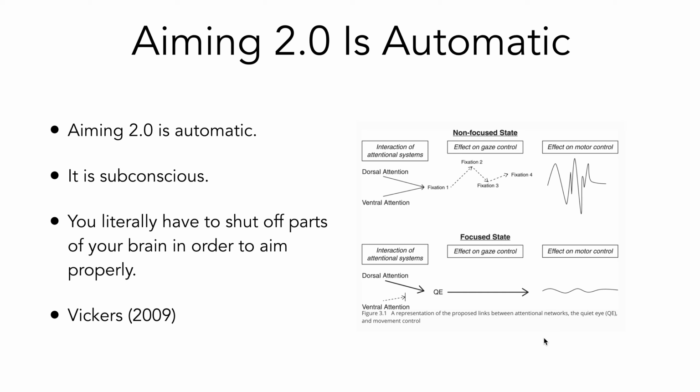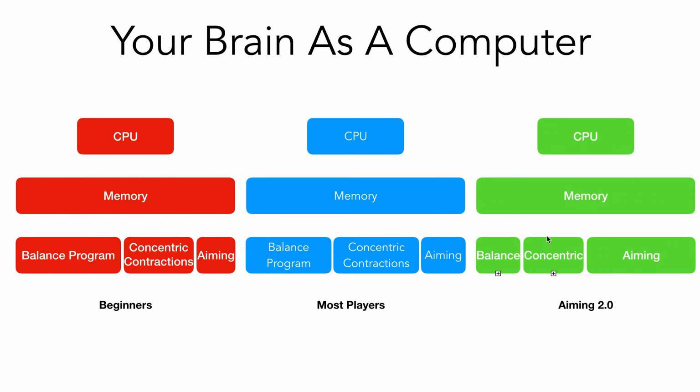So the reason I bring this up, I know it's very complex and detailed, and you don't really need to understand all of this, but it's just showing that aiming 2.0 is automatic. Aiming itself is automatic and subconscious, and you don't need to actually think about it. In fact, thinking about it will mess it up. So it's important to understand that. And that's why when you simply open up more memory bandwidth for aiming, your aim improves. It's just that most of the time you're running programs, your balance program and your concentric contraction program are taking up too much memory. There's not enough left over for aiming.